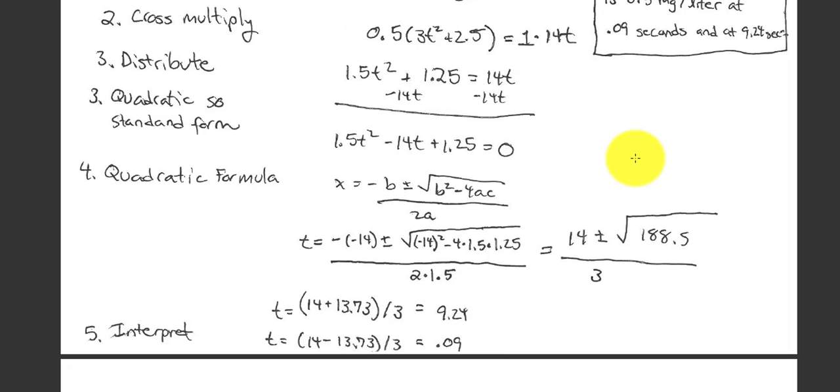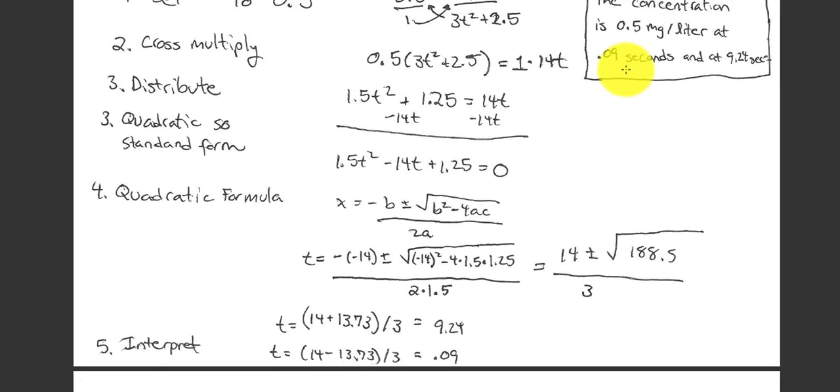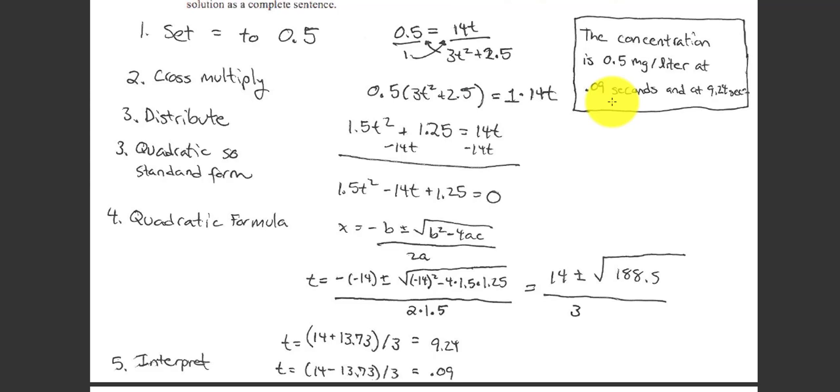Some people would say, okay, so the concentration is 0.5 at 0.09 seconds and 9.24 seconds. I know some people discard this answer, while some professors would argue, okay, when I put a needle into your arm, and I start squeezing the needle, it might take a little bit of time. You start out with 0 milligrams per liter, and then eventually it's going to increase to the maximum dosage, and then eventually dissipate. So perhaps you're going to have 0.5 milligrams per liter at 0.09.